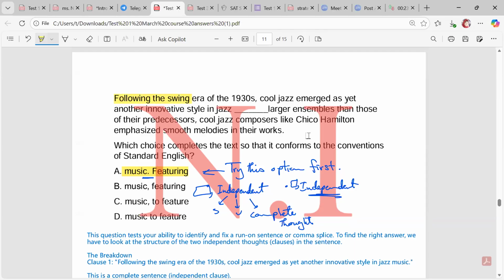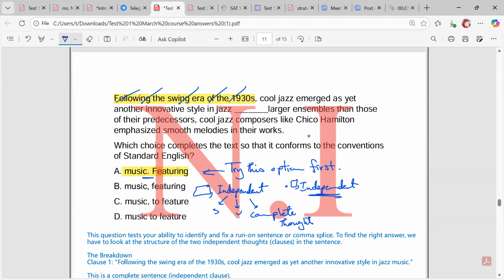Following the swing era, blah, blah, blah. So this one is incomplete, separated by a comma. So where is the subject? Cool jazz, that's the subject, emerged as yet another innovative style in jazz music. Okay, complete thought.